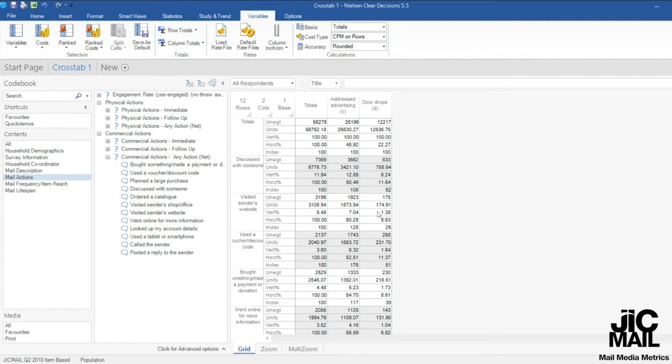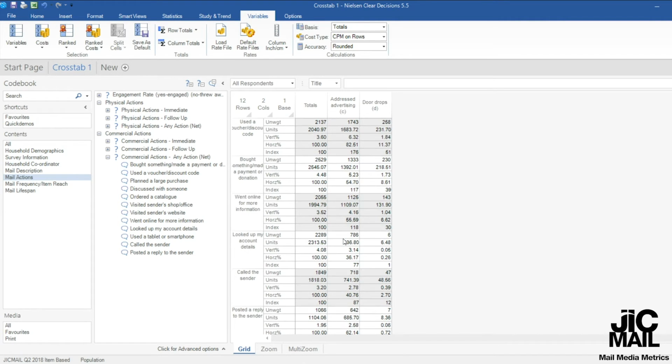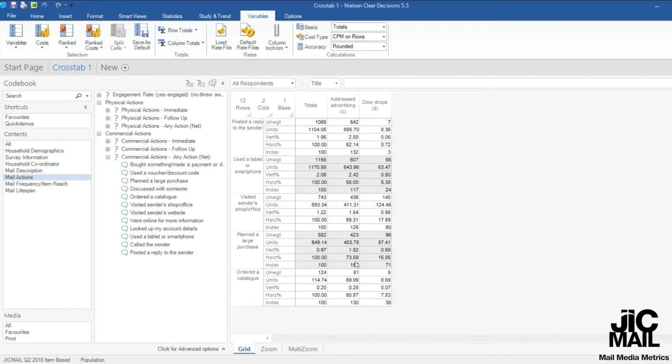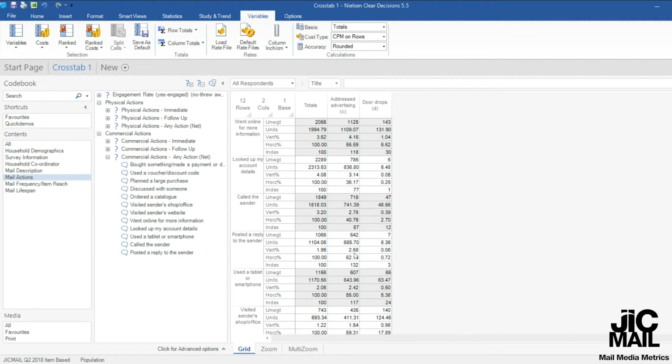And this tells us that most commonly, the commercial action driven by DM is that it's discussed with someone else. 12.85% of DM is discussed with someone else. The next most common action, 7% of DM drives people online. And 6% is used for a voucher or discount code redemption. If you scroll down, you might be interested in whether it was actually used to make a purchase. We can see here that 1.52% was used to plan a large purchase. And we can see that 2.78% was used to prompt a call to an advertiser.